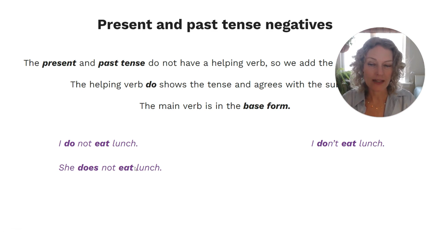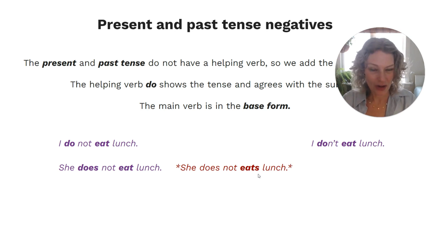She does not eat lunch. So now we have an S on the helping verb because this is a present tense sentence and the subject is third person singular, so that's why we need an S. And then the main verb is in the base form. So it's not correct to add an S here to the main verb. She does not eats lunch, because it's the helping verb do that shows the tense and agrees with the subject.